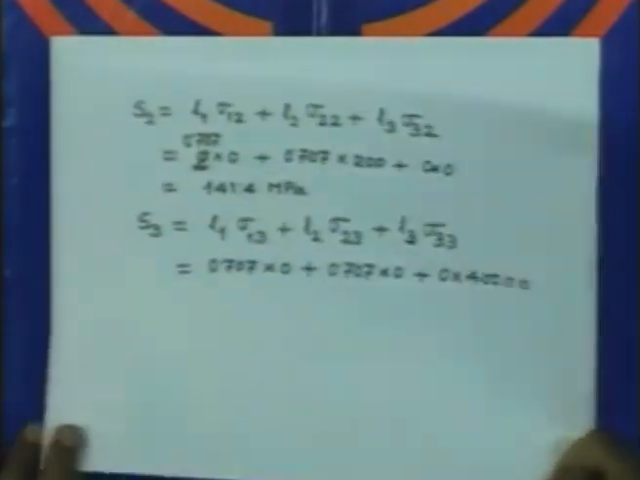So the three traction components are, finally, S1 is 70.7 MPa, S2 is 141.4 MPa, S3 is 0. So these are the three traction components on the plane whose direction cosines are 0.707, 0.707 and 0.